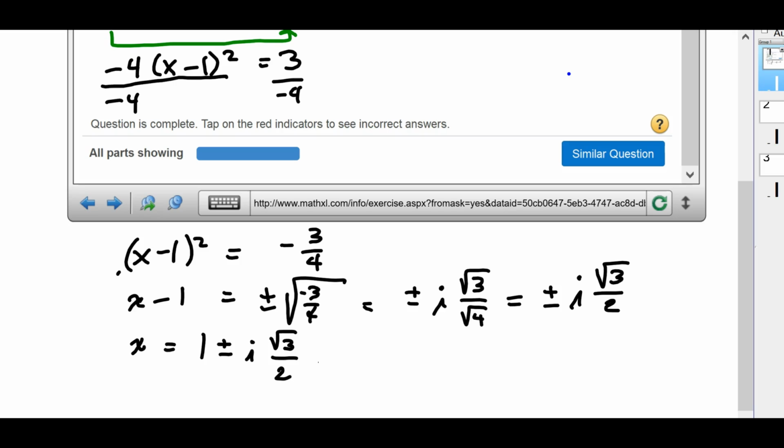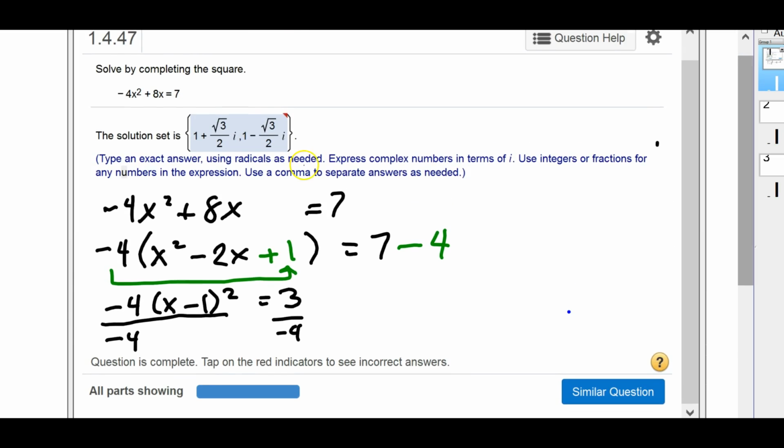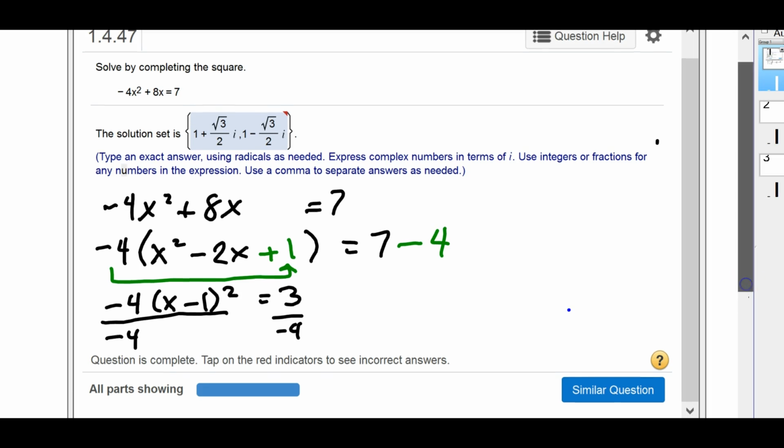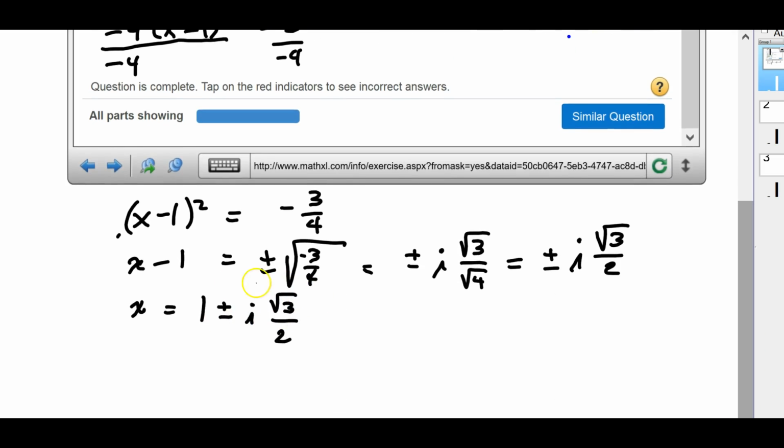At this point, we have our two solutions, and we need to go back up and see what form we were asked to put them in. Express complex numbers in terms of i. Use integers or fractions for any numbers in the expression. Use a comma to separate answers as needed. Okay, so we are going to use i. We're going to use radicals as needed, and we need to make this into two separate answers.